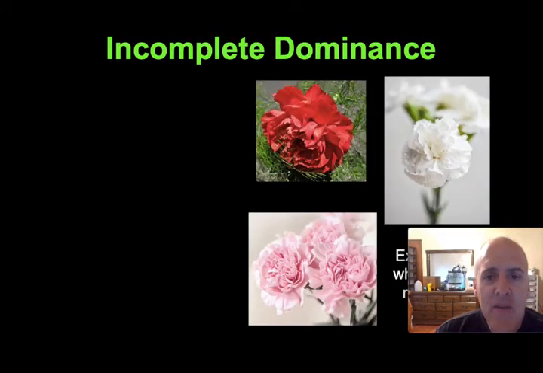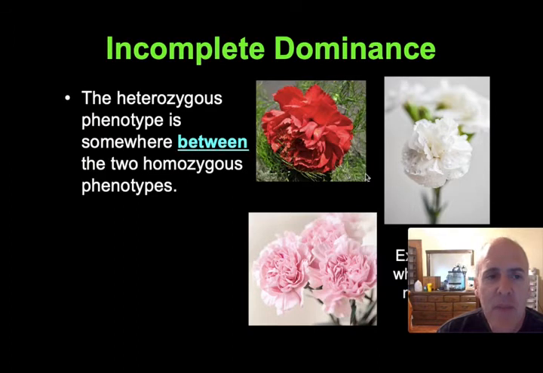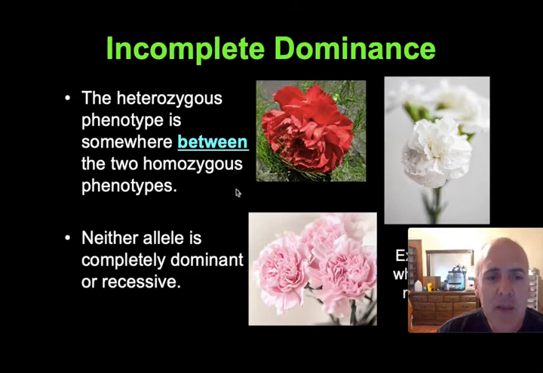Incomplete dominance. So, with Mendel's laws, if you had a red and a white flower, red would be dominant or white would be dominant. One would be dominant over the other, and if you cross them, you would either have red ones or white ones, or you might have some percentage if they were heterozygous. In incomplete dominance, they blend. So a red flower and a white flower make a pink flower. The heterozygous phenotype is somewhere between the two homozygous phenotypes. Neither allele is completely dominant or recessive.